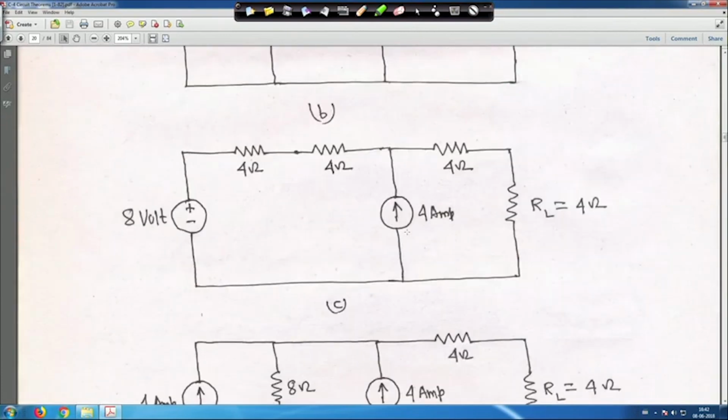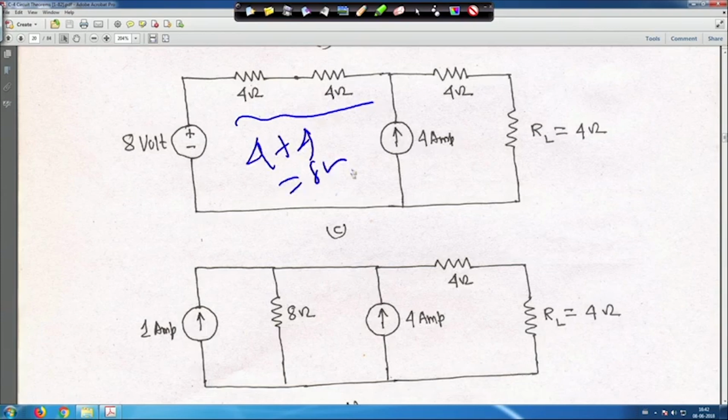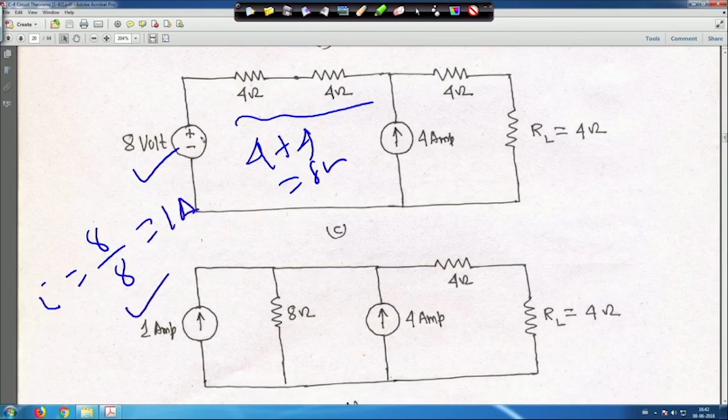So, what we have done is this 4 plus 4, it is 8 ohm, and an 8 volt source is there. So, transform it into a current source. I will be 8 by 8, which is 1 ampere. So, this is 1 ampere, with the arrow upward. This 8 ohm is in parallel with this current source, and this 4 ampere and this 4 ohm are there as usual.